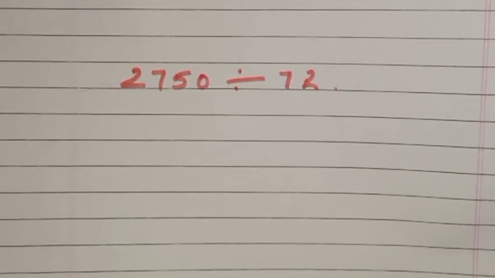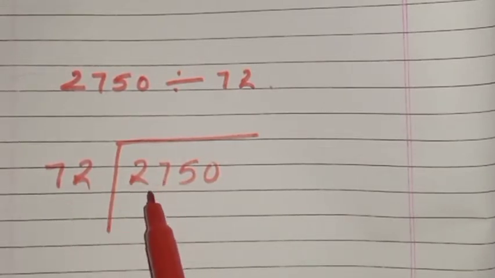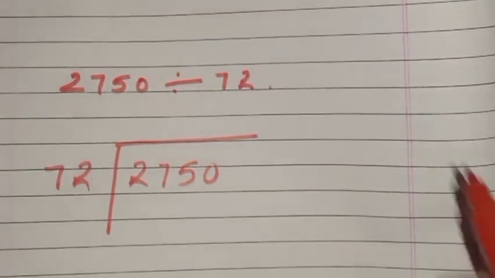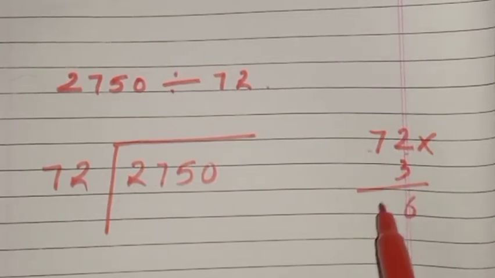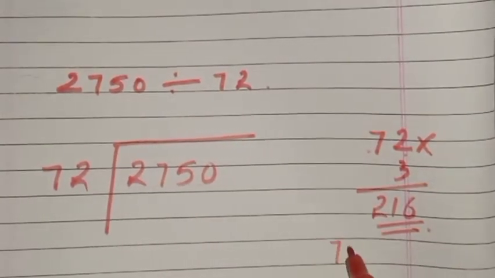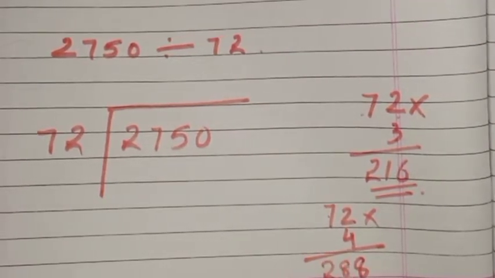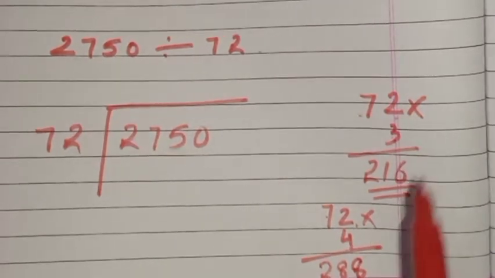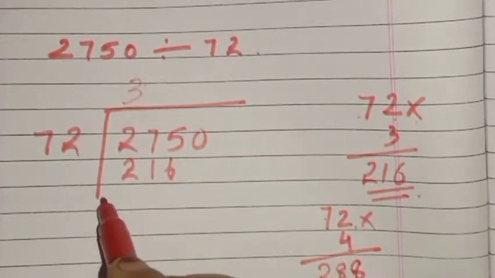2750 divided by 72. Here 2 is less than 72, so we take 27. 27 is also less than 72, so you take these three numbers, 275. Then you find the answer: 72 into 3, assuming 3. 3 twos are 6, 7 threes are 21, so we get 216. Now 72 into 4: 4 twos are 8, 7 fours are 28, so 72 into 4 is 288. It is bigger than 275, so we take 72 into 3, which is 216. Then you subtract these numbers.